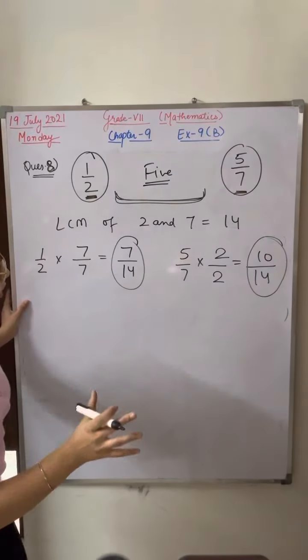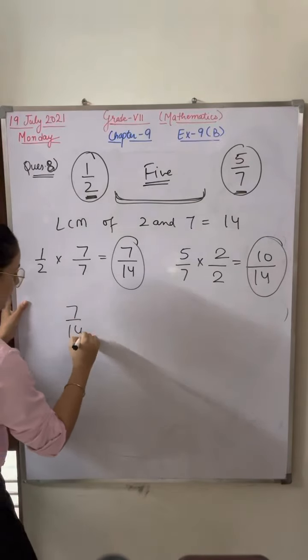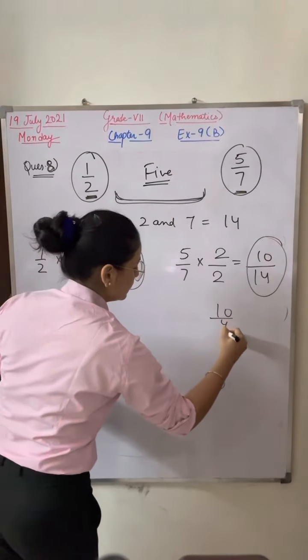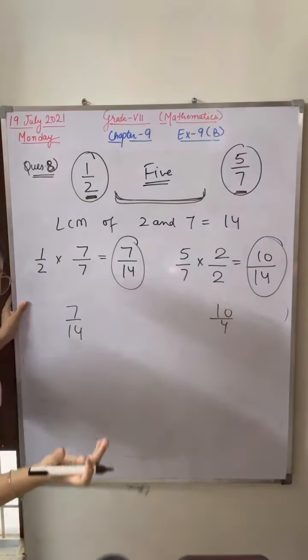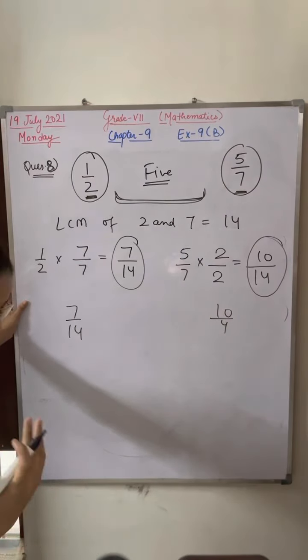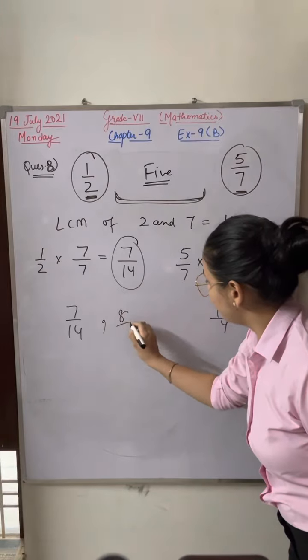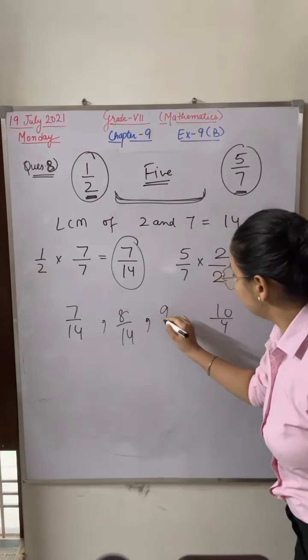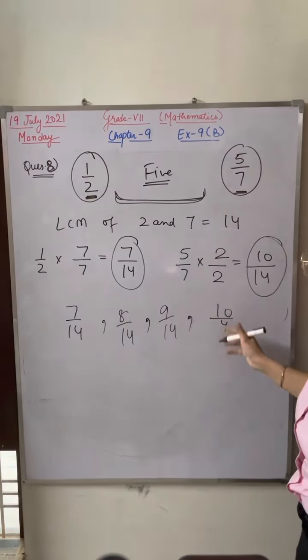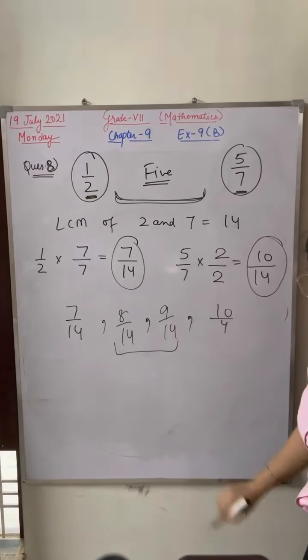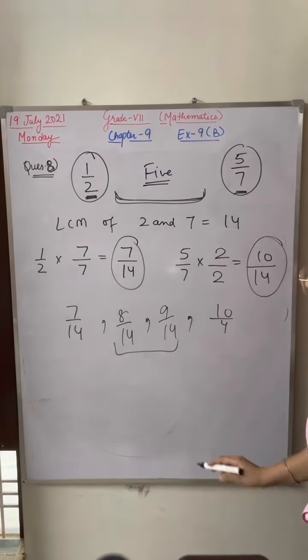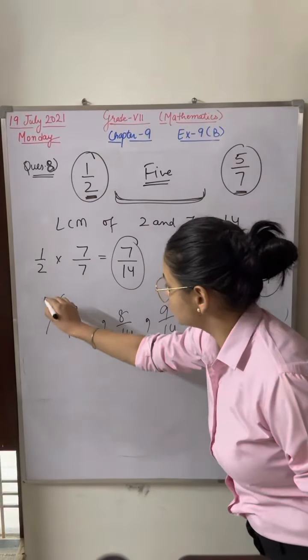Okay, now check it out. In between 7 by 14 and 10 by 14, 5 rational numbers are possible or not? Let me check. After 7 by 14, then it will be 8 by 14, then it will be 9 by 14, and it will be 10 by 14. So how many are possible? Only 2. Okay. So up to here my requirement is not possible.